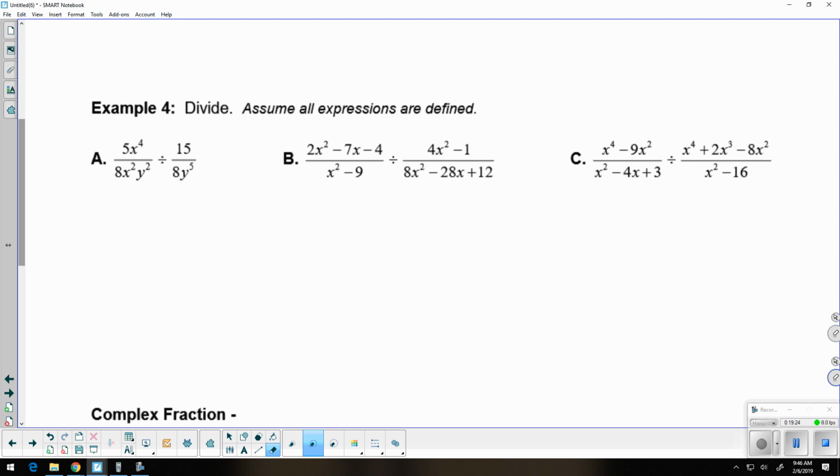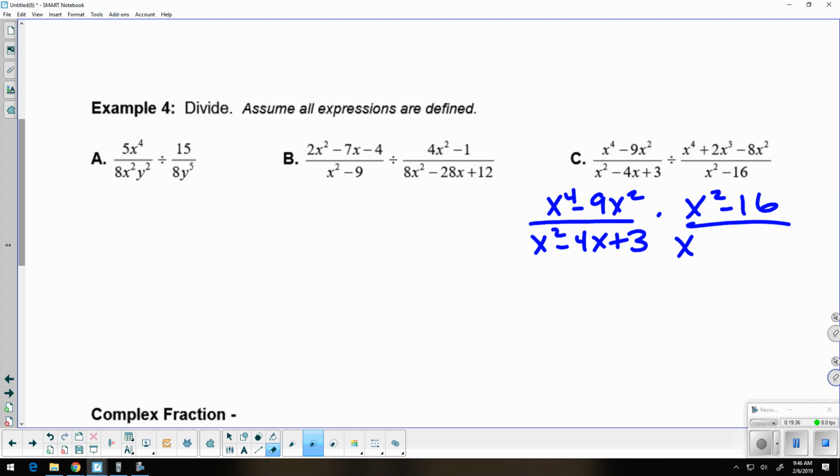The last one for C, again, I always suggest just simply write out this first step: keep the first fraction the same, change it to multiplication, then flip it around. Don't try to factor and do everything else all in the same step. Just simply do this as your first step and now start to factor.